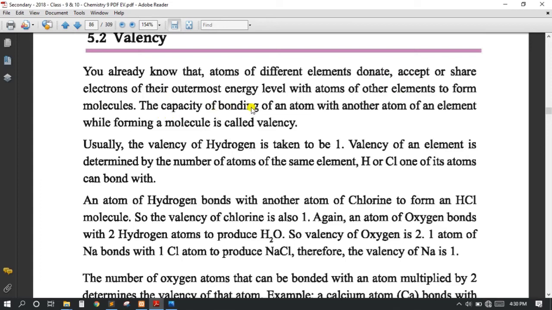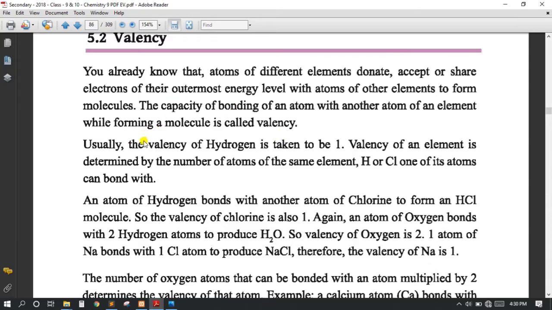The capacity of bonding of an atom with another atom of an element while forming a molecule is called valency. It's a big definition of valency. If you write from here, the capacity of bonding of an atom with another atom of an element while forming a molecule is called valency, this is sufficient for 1 mark.